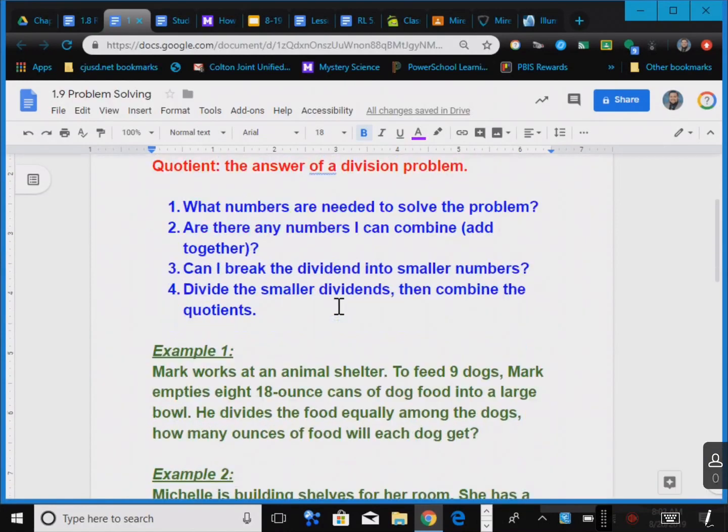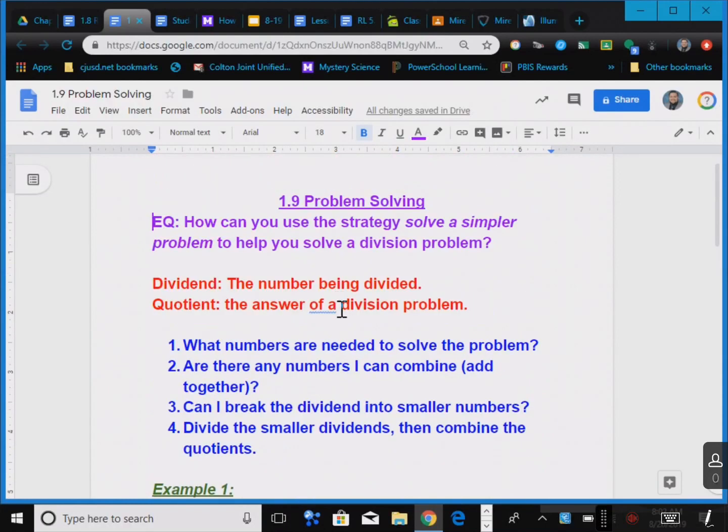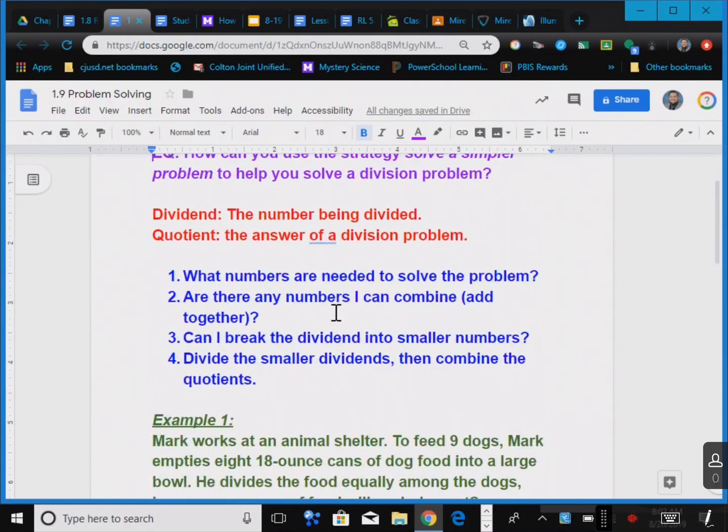Okay? So the steps, and you can pause and write this all down. The first three are actually just questions you need to ask. The first question is, what number or numbers are needed to solve the problem? So you're going to have to circle and highlight the important numbers that you're going to need to solve this problem. The second step is, are there any numbers that I can combine or add together? The third step is, can I break the dividend into smaller numbers? And then the fourth step is, you got to divide the smaller dividends and then combine the quotients. So once again, a dividend is a number being divided.